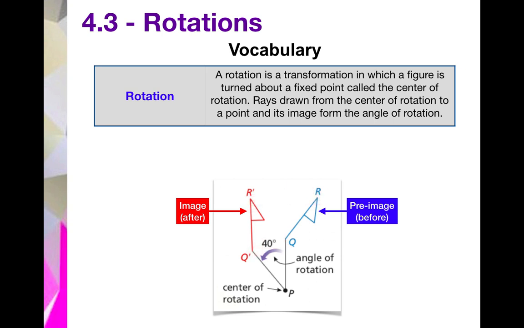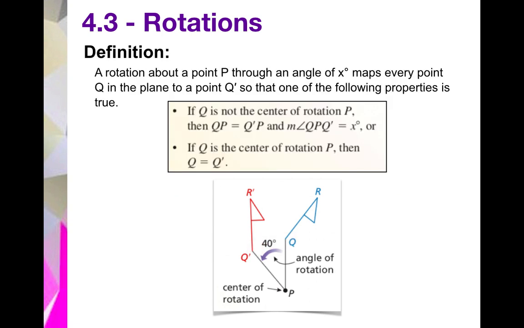When you're farther away from the center of rotation, you go a farther distance, and that's why R looks like it's a lot farther from R prime than Q is to Q prime. The strict definition is that every point stays the same distance from the center, and the angle of rotation is the same. So we have 40 degrees, we have 40 degrees out here. Those are the two things that have to hold.